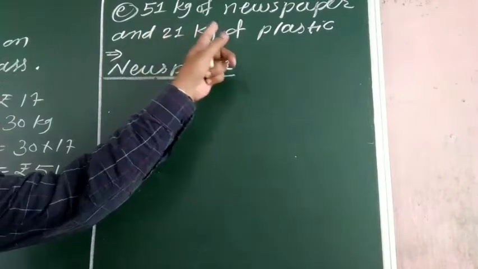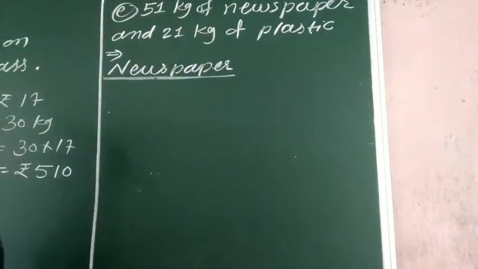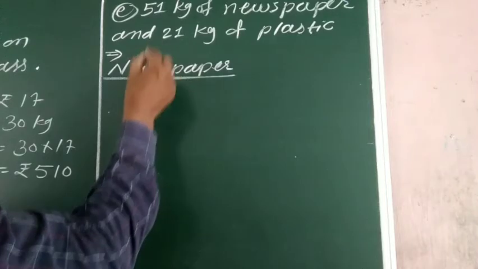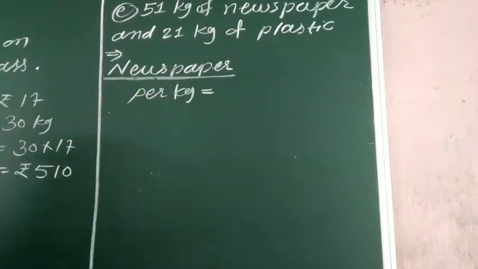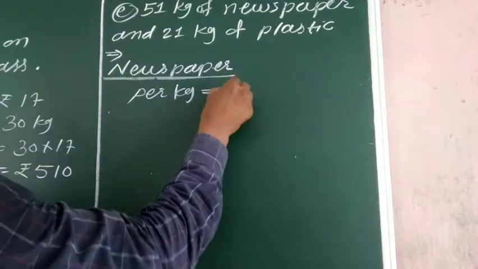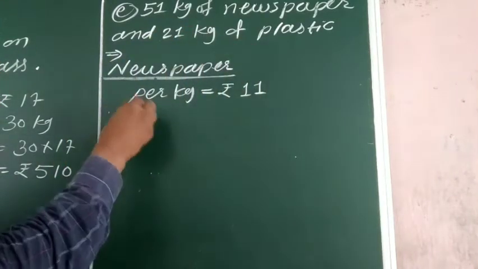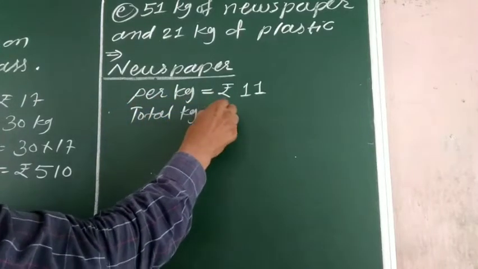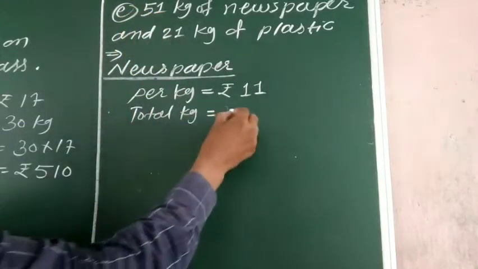Now 51 kg of newspaper and 21 kg of plastic. So see, newspaper. What is the rate of newspaper, son? Per kg. Again you can see your list. It is rupees 11. Next, total weight, or how much is the total kg? Here we have to find out the total kg. It is 51 kg.